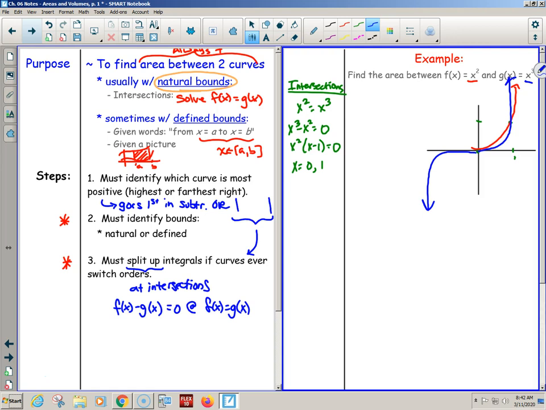So I know that cubed goes higher eventually, but for just a little bit, 1/2 squared is 1/4, 1/2 cubed is 1/8. For just a little bit, 1/8 is actually lower. Or sorry, x cubed is actually lower. So then how would I find the area between?